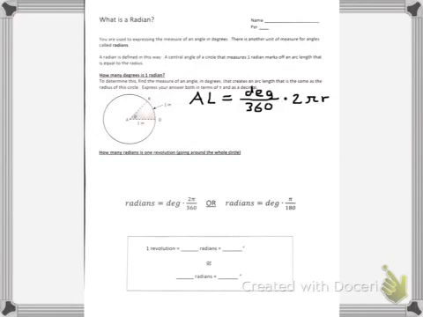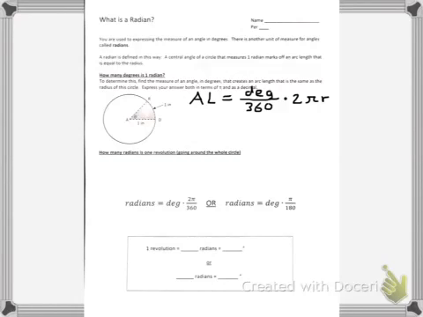To determine this, it says find the measure of an angle in degrees that creates an arc length that is the same as the radius of the circle. Express your answer both in terms of pi and as a decimal. In our previous lesson, we learned that the equation for arc length equals the degree of the central angle divided by 360 times the circumference. The circumference is 2 pi r.